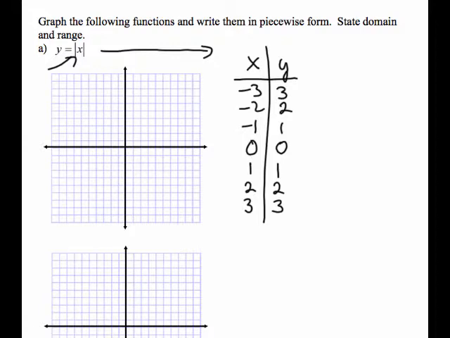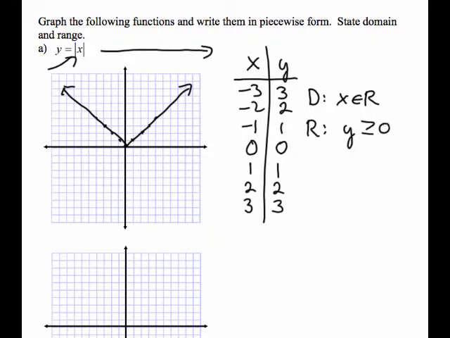And so if I plot these points, you can see I'm getting a line going up on the right and another line going up on the left. And so my graph looks like selected pieces of the two lines. Okay, my domain, what values of x was I able to absolute value? Any value of x. And range is what comes out. What comes out is positive values or 0. So y is greater than or equal to 0, where y is a real number.